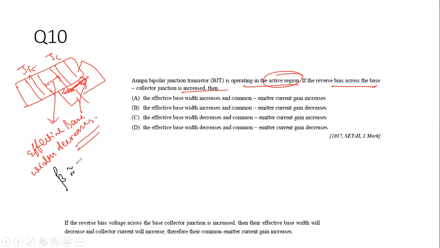Now beta is twice of L upon W whole square. So if the effective base width decreases, then beta increases. So the effective base width decreases and the common emitter current gain increases. So option C is the right option.